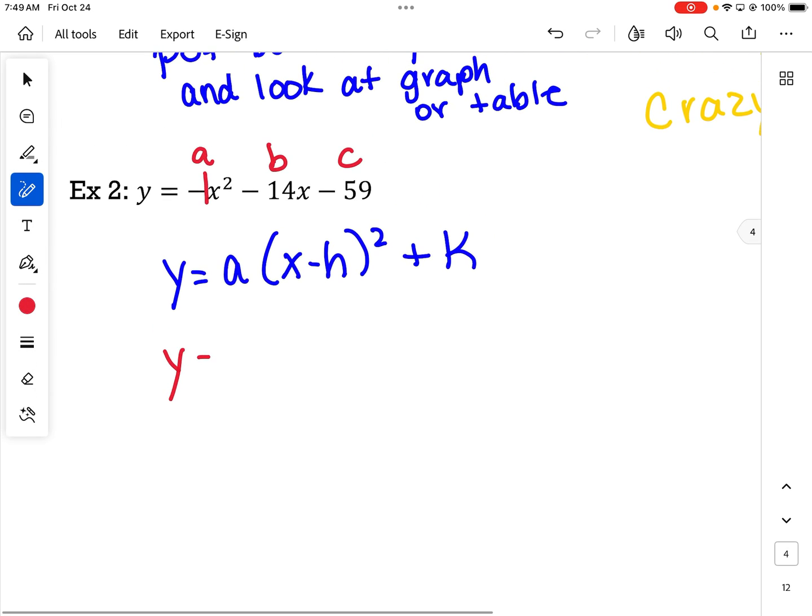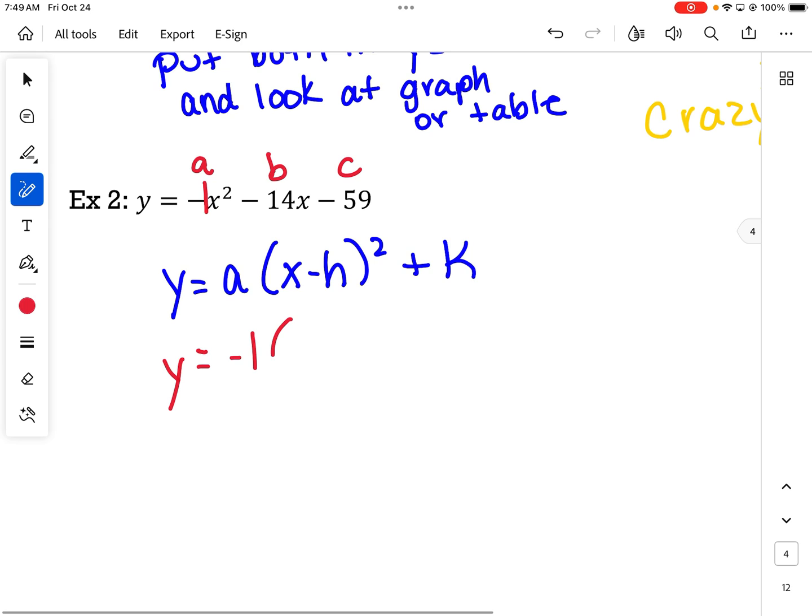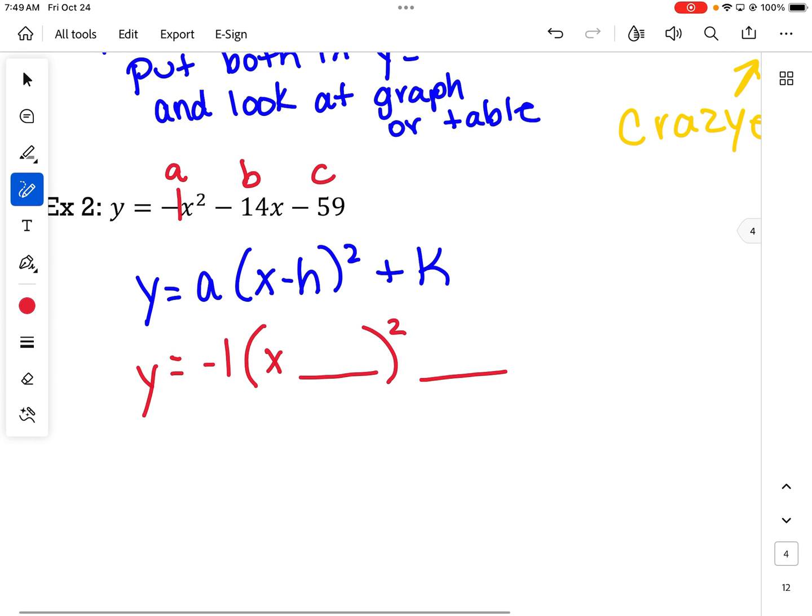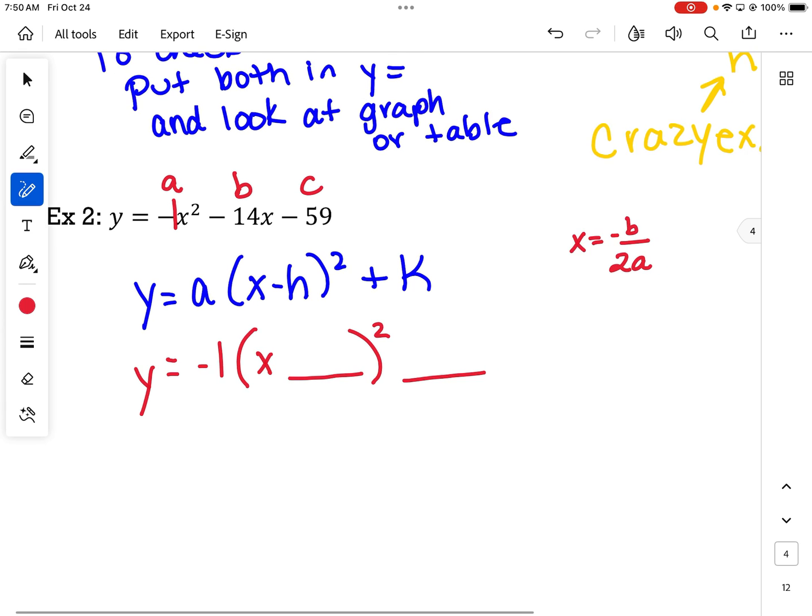Let's fill in what we know. We know that a is -1. So y equals -1 parentheses x something squared and then something. Okay, and then it says find the vertex using -b over 2a. So x equals -b over 2a.